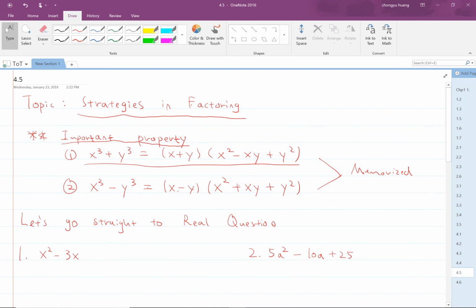And the second property is x to the power 3 minus y to the power 3, which is equal to x minus y in brackets, times x squared plus xy plus y squared in brackets. So that's how the properties work. Try to memorize those two, because I think they're quite important and they're going to appear in questions.